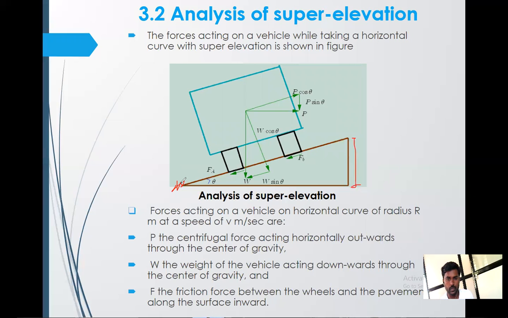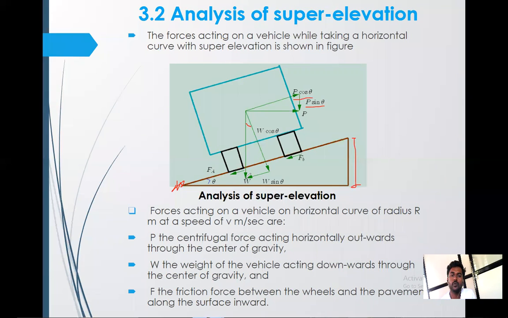Okay, because of this, what will happen? Because we have provided the superelevation, our vehicle will get tilted by some angle theta. Due to that, the centrifugal force P is divided into two components, P cos theta and P sin theta. P cos theta is in the radially outward direction, and P sin theta is in the downward direction.